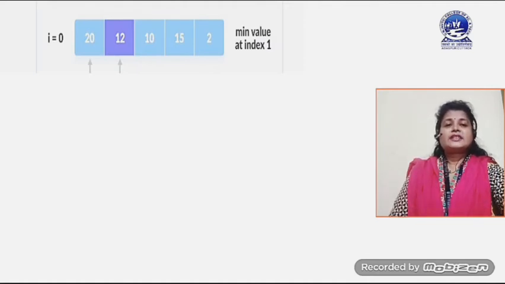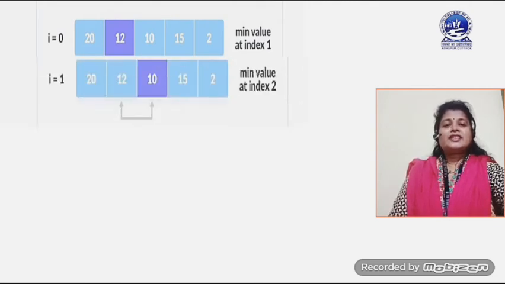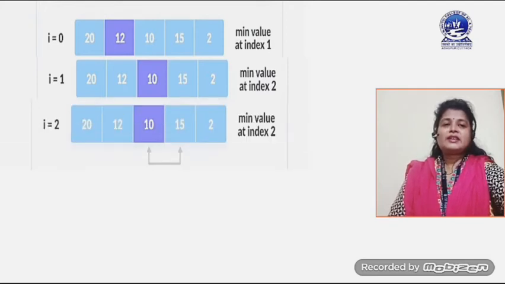At the first place I am getting 12 as the smaller value in comparison to 20. Actually it is all about the first iteration of the outer for loop. Then again I will check if there is any other smaller value. Then at the next step I am getting 10 is the smaller value.